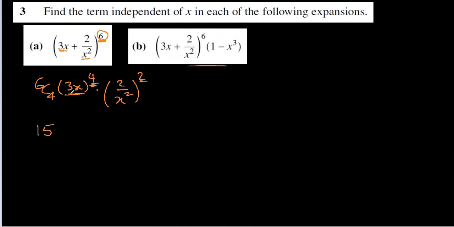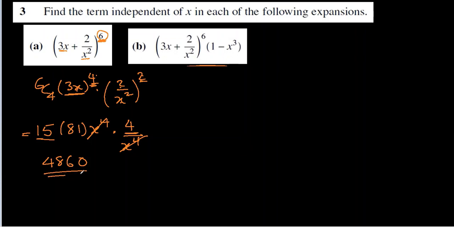Now, if I open this bracket, 3 to the power 4 will be 81. x to the power 4 will be x to the power 4 multiplied by 2 to the power 2. 2 squared is 4 divided by x squared squared will be x to the power 4, and that was the purpose, that the x to the power 4's cancel out and we'll get the term here. 15 times 4 is 60, and 81 times 60 will be 4860. That will be the term independent of x.